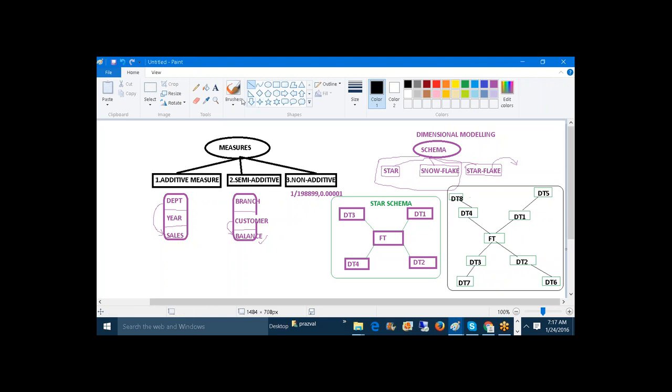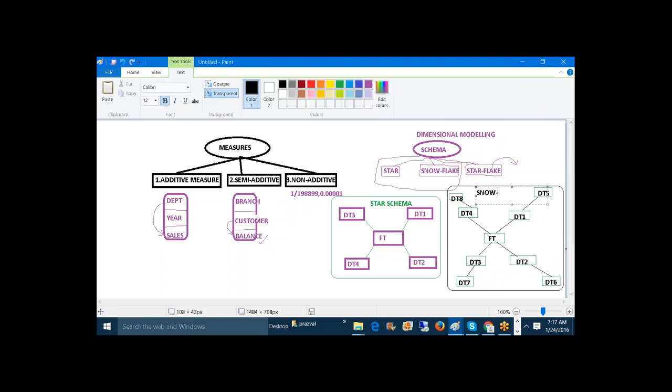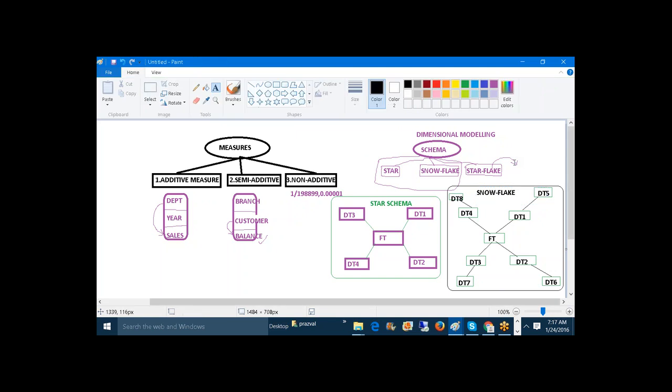Okay, so in the snowflake schema, all the dimension tables are not directly attached to the fact. So there is a direct relationship between one dimension and the other dimension. The main difference between star and snowflake is that in the star schema, all the dimension tables are directly attached to the fact, and there is no direct relationship between one dimension and the other dimension. Whereas in the snowflake schema, there is a direct relationship between one dimension and the other dimension.